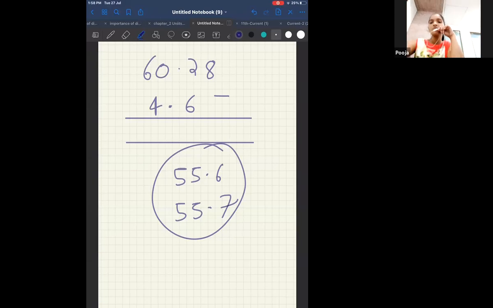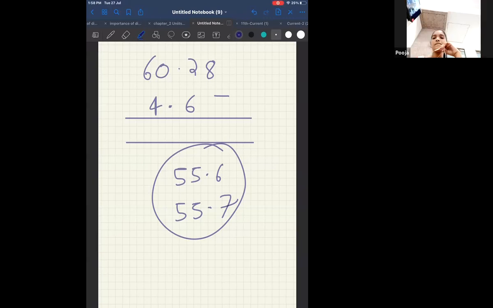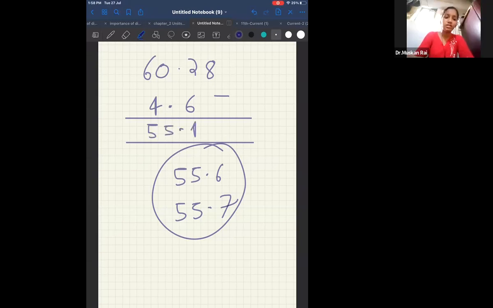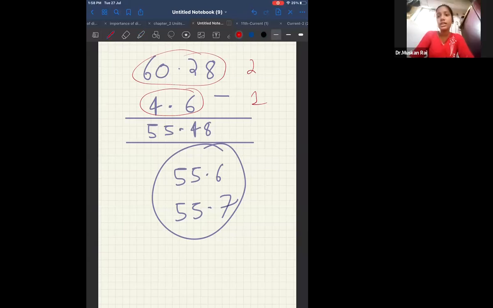So the answer should be 55, no? What is the actual answer of 60.28 minus 4.6? 55.68. Correct? Now, how many decimal places does this have? 2. How many decimal places does this have? 1. Therefore, my answer also should be up to 1 decimal place. 55.68.